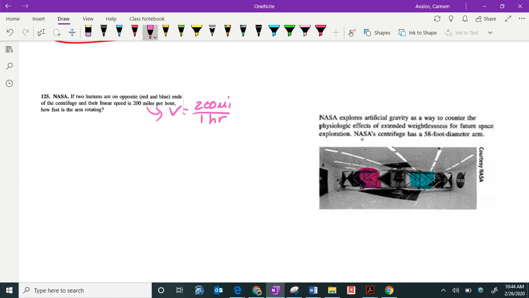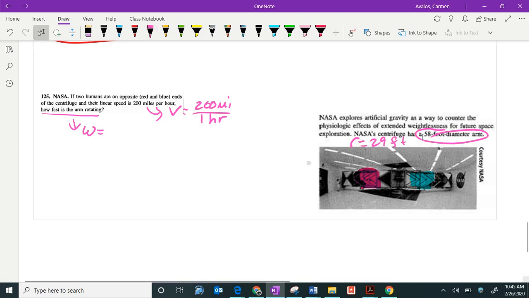And then how fast is the wheel rotating? So we want to know what angle is actually being made. So we're looking for the rotations in there and how fast it's actually rotating. And so we are given some information here. Over here, we're told that the diameter of the arm is 58, so the radius is going to be 29 feet. So here we have 200 miles per hour.